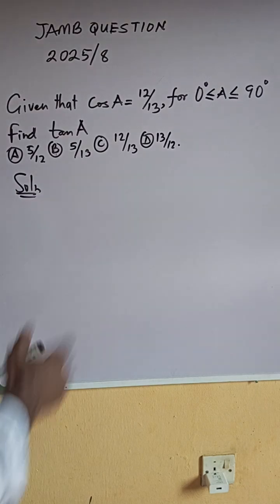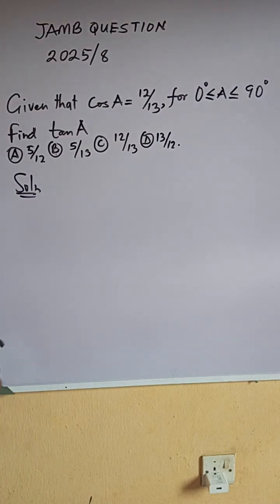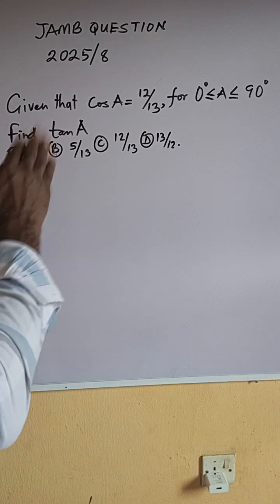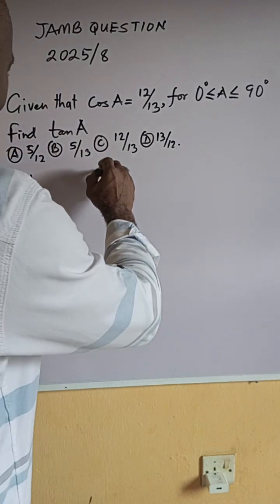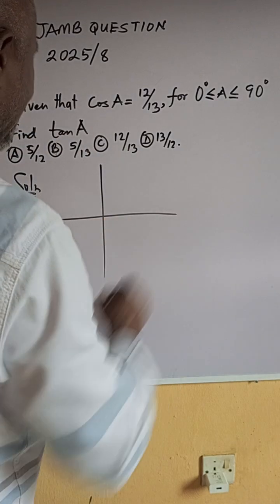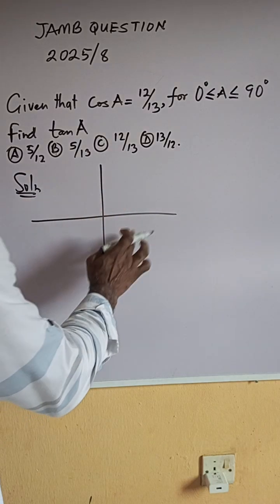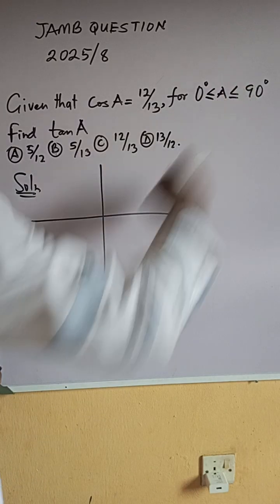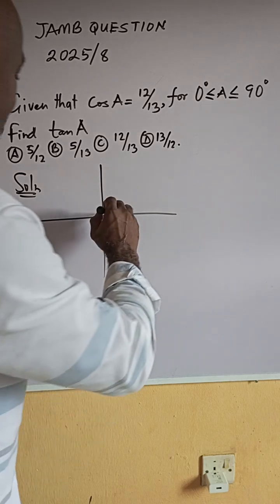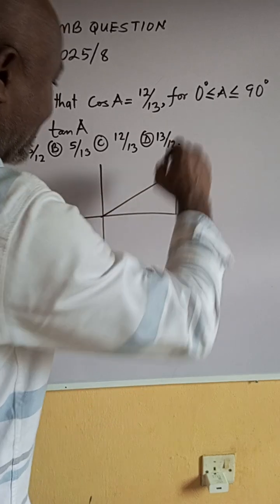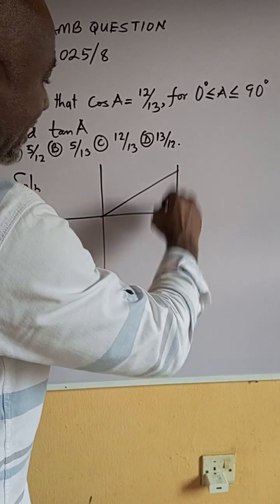Now, from the question, we have the idea that the angle lies between 0 and 90 degrees. Let us quickly sketch our quadrants, okay? This is first quadrant, second quadrant, third quadrant, and fourth quadrant. The angle lies on the first quadrant. So we quickly do this sketch. Here is angle 90 degrees.